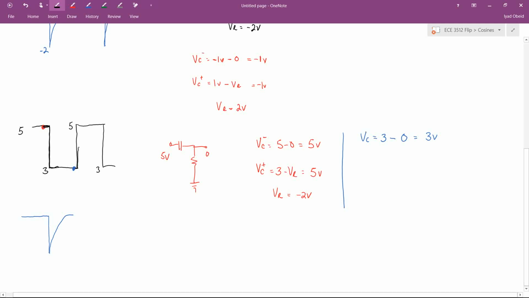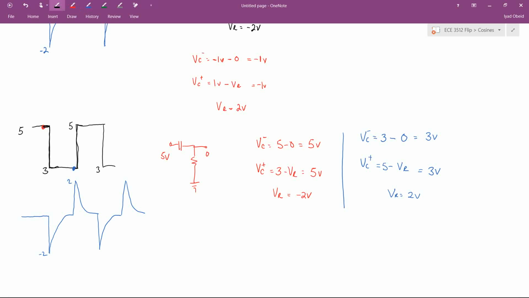And as soon as the input makes it switch, we will still have 3 volts across the cap. Well, how can we make that work? How can we get 3 volts across the cap? Well, the input is 5 volts minus the voltage across the resistor, because that's the equation for the cap voltage. Well, the only way to make that work is if V sub R equals 2 volts. So now that's going to go up to 2 volts, and then that's going to decay back down to 0. Okay, down, up.